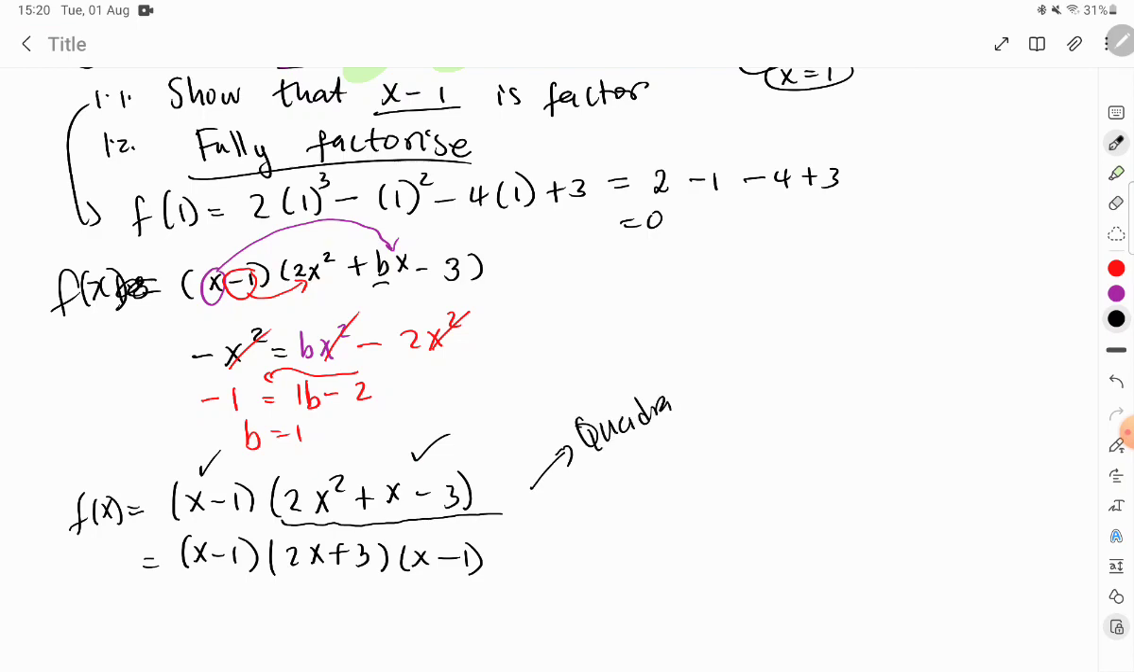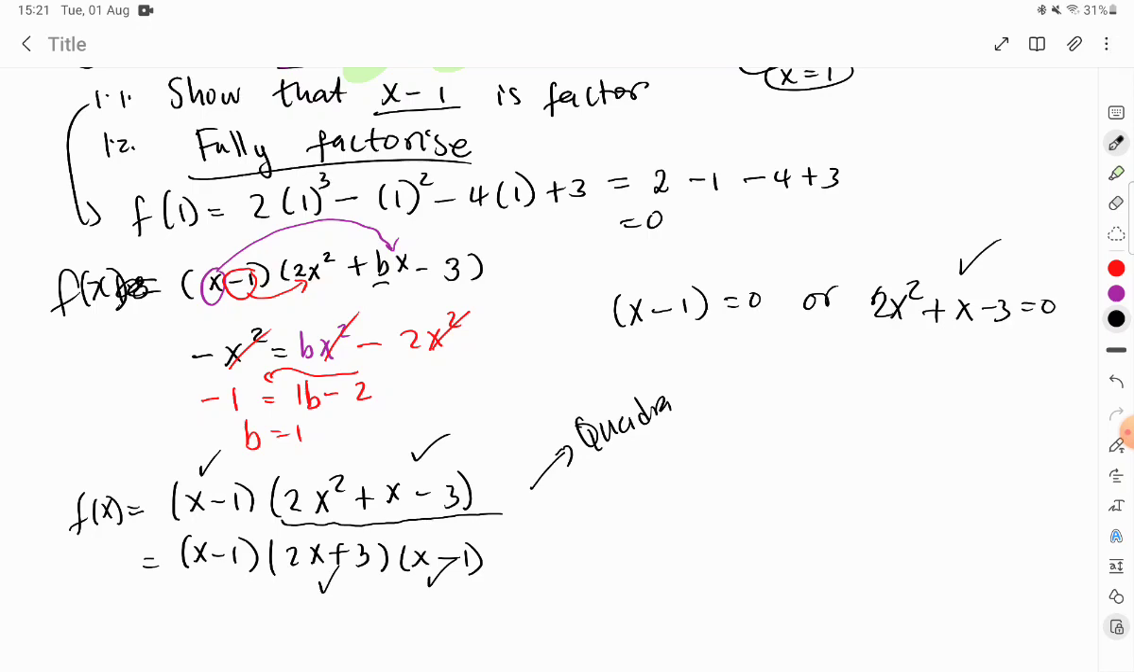If you were solving for x here, this would have been x minus 1 is equal to 0, or 2x squared plus x minus 3 is equal to 0. Then use the quadratic formula to solve that. You'll find the exact values that I was going to find there. So that is it on factorization.